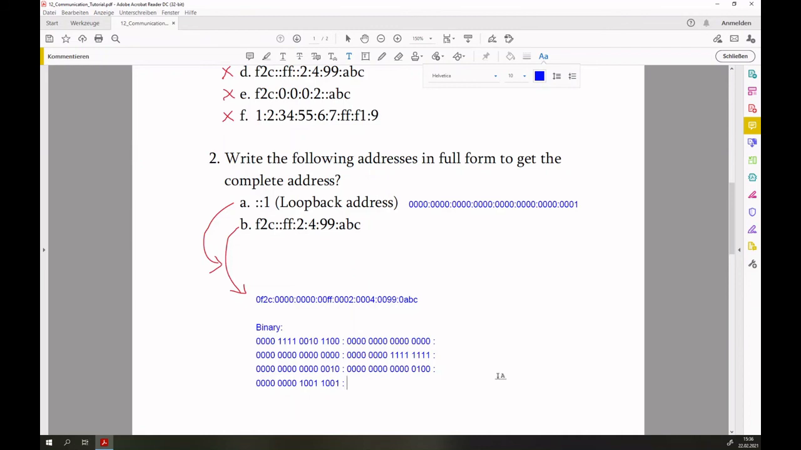And then you have the ABC, so the first one is 0, the A is 10, 10 is 8 plus 2, so 8 plus 2. And then the next one is a B, it's 11, it's 8 plus 3, or 8 plus 2 plus 1. It's 8 plus 3, it's 11, and C is 12, C we already know from here, so it's 8 plus 4, so 1100. So with this, you have now the representation in a complete real hexadecimal writing, which is the correct full form for the IPv6 address. And if you represent it with the binary representation, it will look like this.